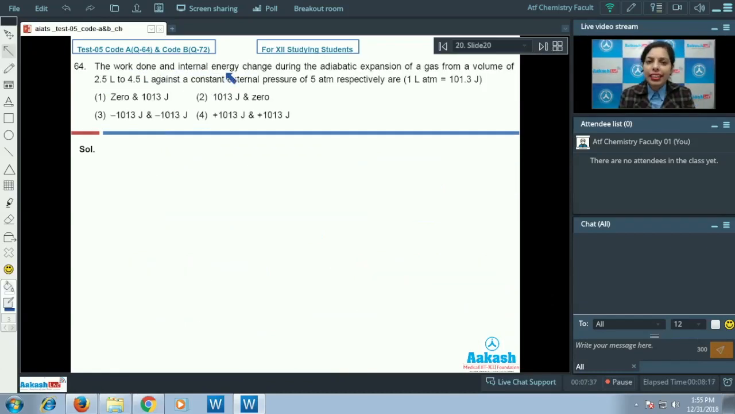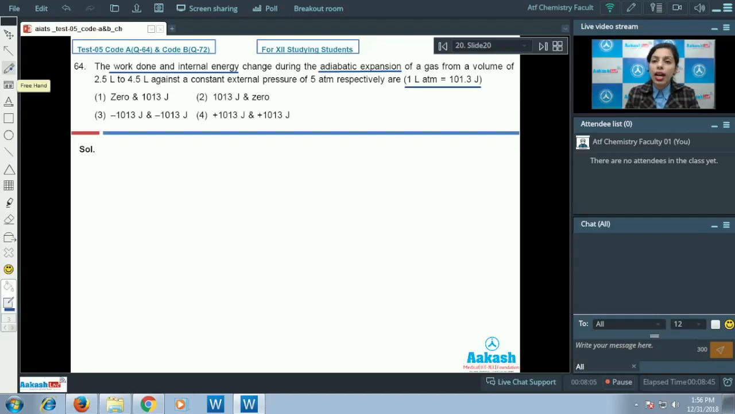The work done and internal energy change during adiabatic expansion of a gas from volume of 2.5 liter to 4.5 liter against a constant external pressure of 5 atmosphere respectively are. And the value of this 1 liter atmosphere in joules is also given. Now, this is the process which is adiabatic expansion. And we need to find out the work done and internal energy in this case.